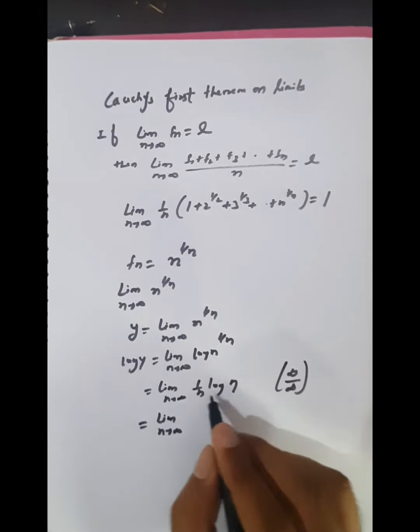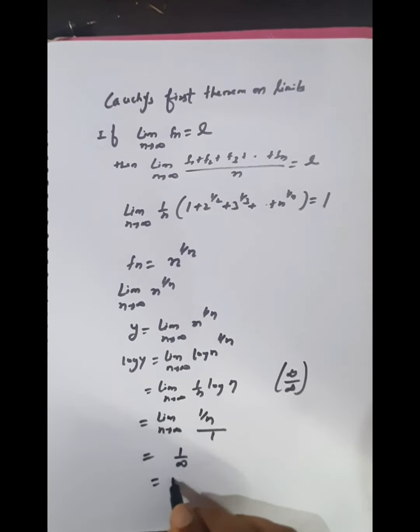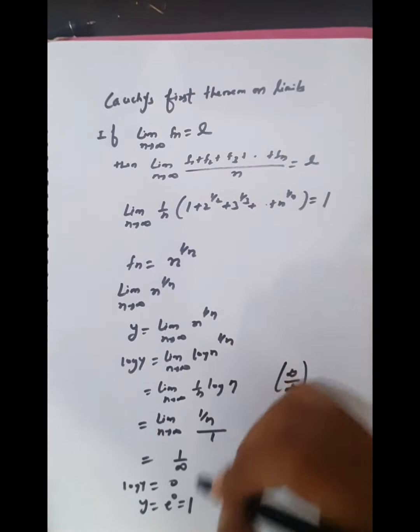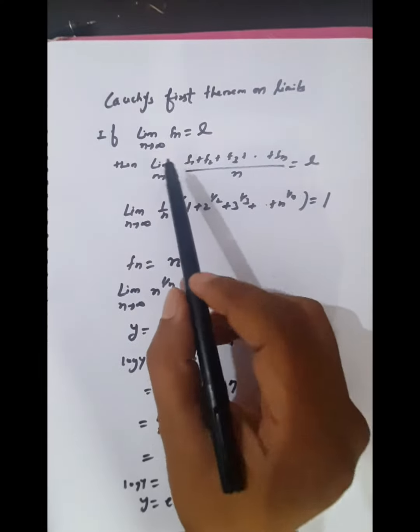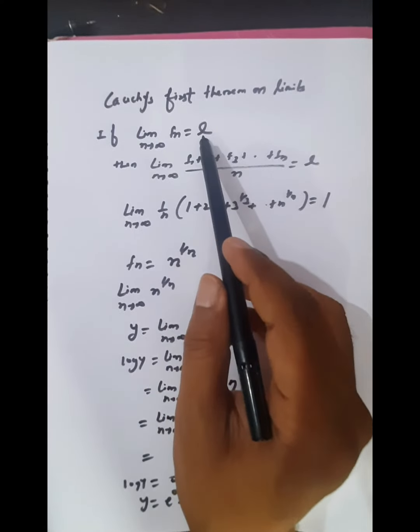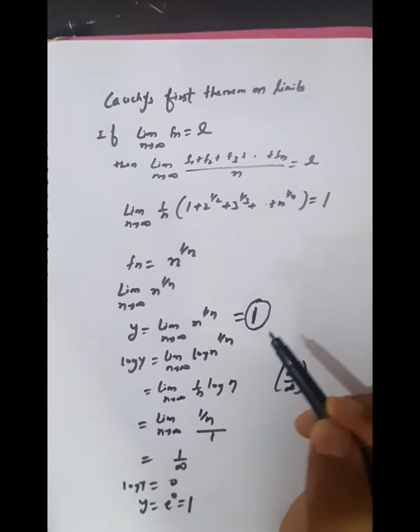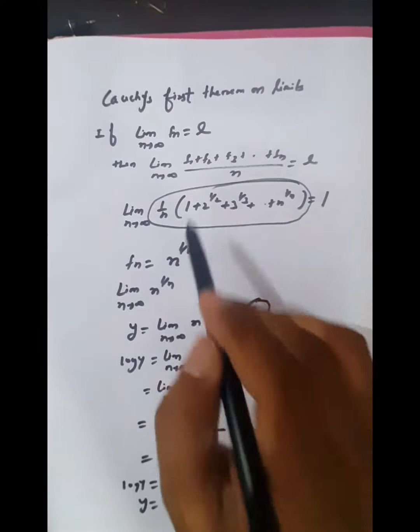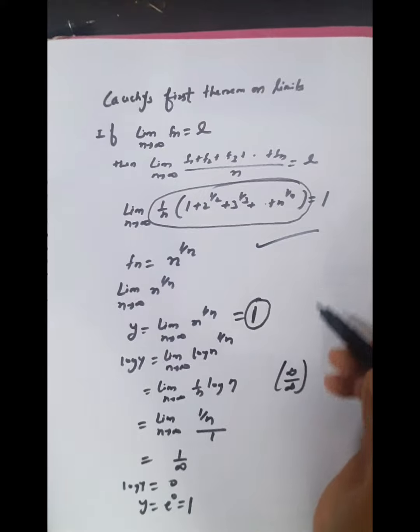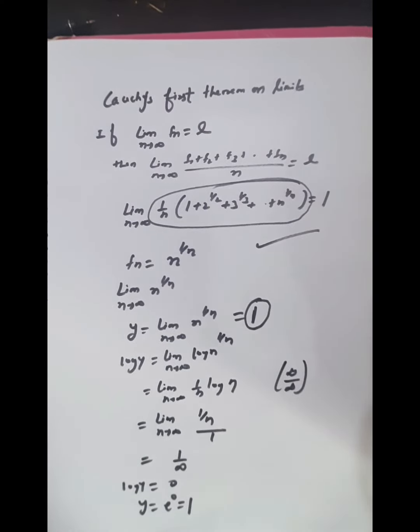Then the derivative of log n with respect to n is 1/n, and the derivative of n with respect to n is 1. Now applying the limit, 1/infinity equals 0, so log y equals 0, and we can see y equals e^0, so the value of y equals 1. So we know the theorem: limit n tends to infinity, fn equals L. Now the value of L is 1. So the limit of the sum of this sequence equals 1. This is a very easy question. Now we solve some more questions.